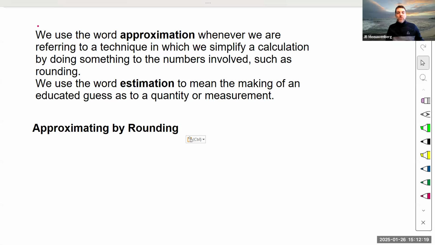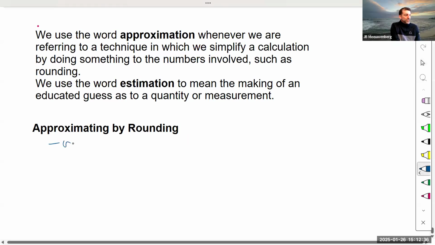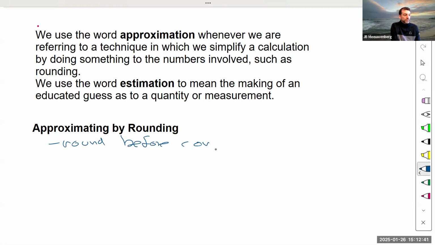Sometimes, again, all you need is an approximate sum or difference. A lot of people like to round once they get done with the calculation. But in this case, we could round the numbers before we compute. So we round before computing. And we're often going to use this symbol. This little wavy equal sign means is approximately equal to.